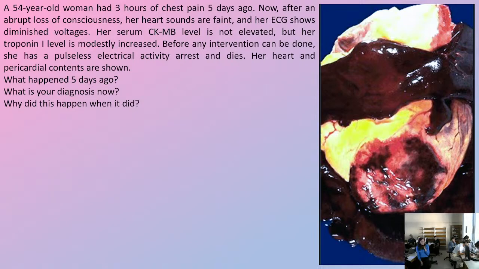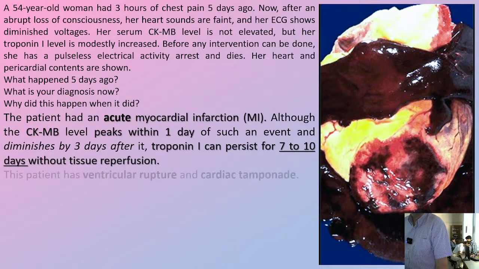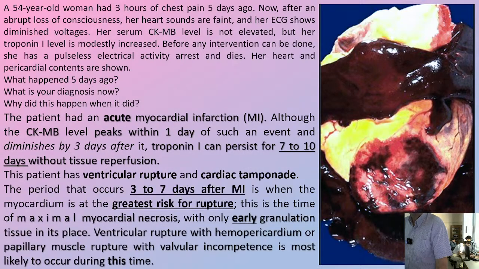Yes, you want to ask me something? Does the early inflammatory granulation tissue cause hardening of it? No, it's not hard. On the contrary, it's very soft. That's why it ruptures. Yes. So that was our first case of a complication of an acute myocardial infarction.